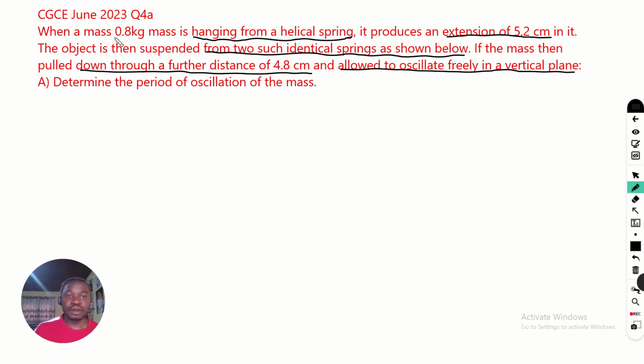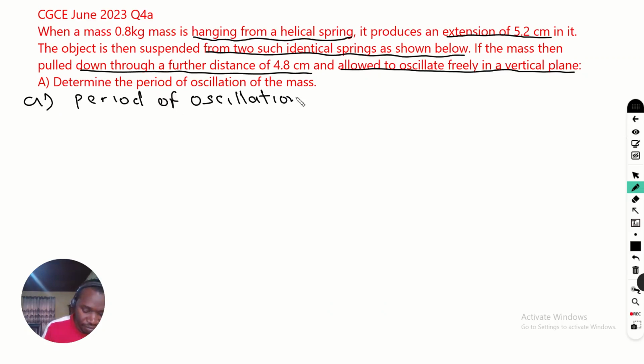Now, we want to calculate the period of oscillation. So the first step we're going to do is calculating the period of oscillation. That's what we want to calculate. Now, what's the formula? The formula is T equals 2 pi root of M over K, for simple harmonic motion of a spring.